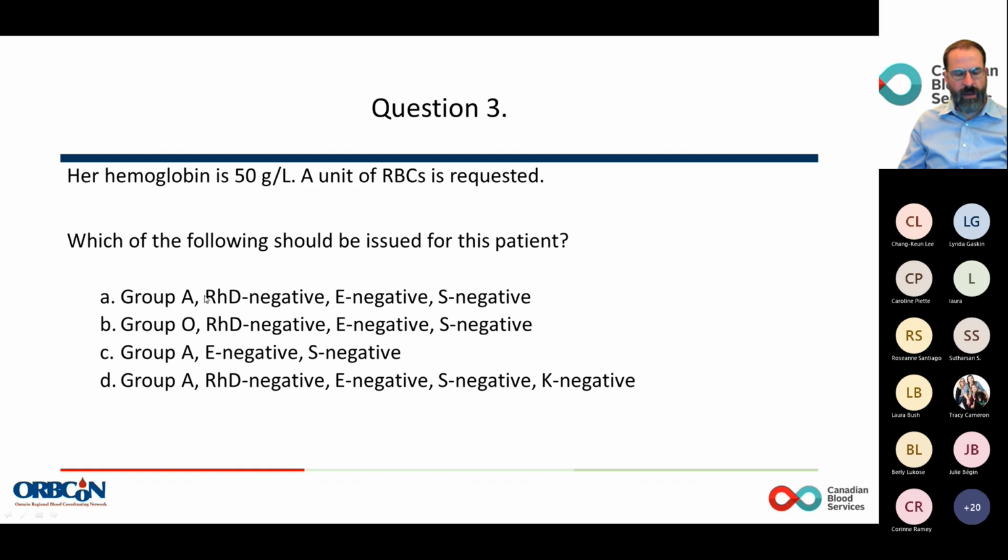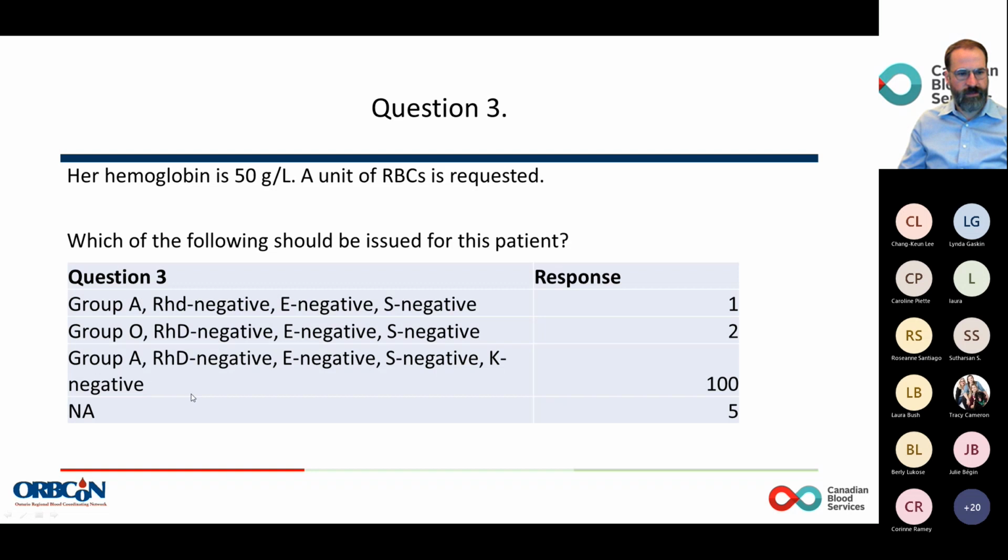Either a group A Rh negative, E negative, S negative unit, a group O RhD negative, big E negative, S negative unit, a group A E negative, S negative unit, or a group A RhD negative, E negative, S negative, and Cal negative unit. So almost everybody responded the RhD, E, S, and Cal negative unit as the best answer.